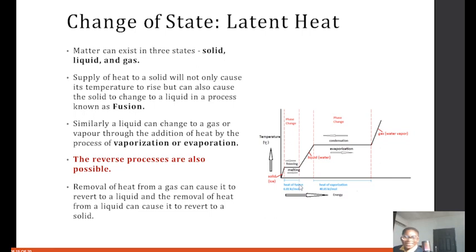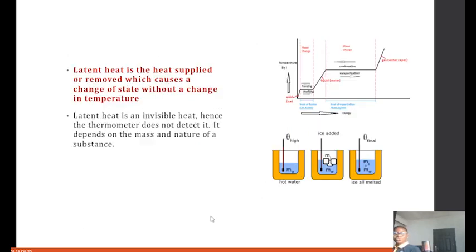But at this point of 0 degrees Celsius, when the ice is melting, the temperature does not change. After this point, there is another increase in temperature. When it gets to 100 degrees Celsius, again there is a moment whereby the temperature is constant. The reverse processes are also possible. Removal of heat from gas can cause it to revert to a liquid, and removal of heat from a liquid can cause it to revert to solid. That's just conversion. Latent heat is the heat supplied or removed, which causes a change of state.